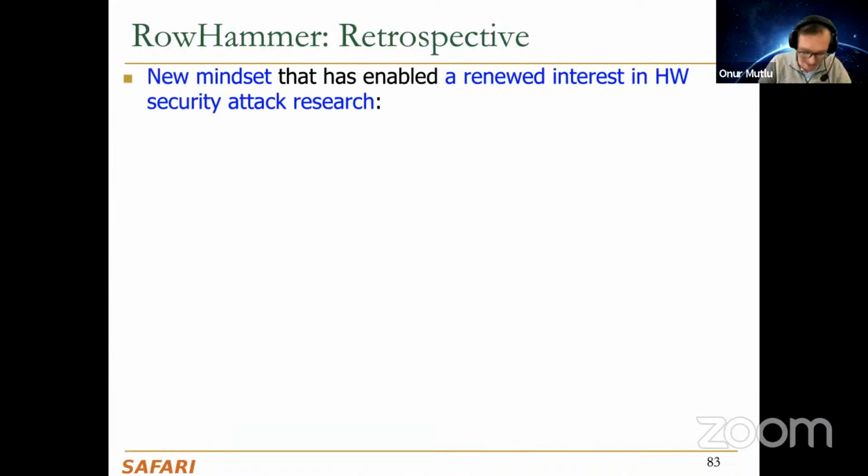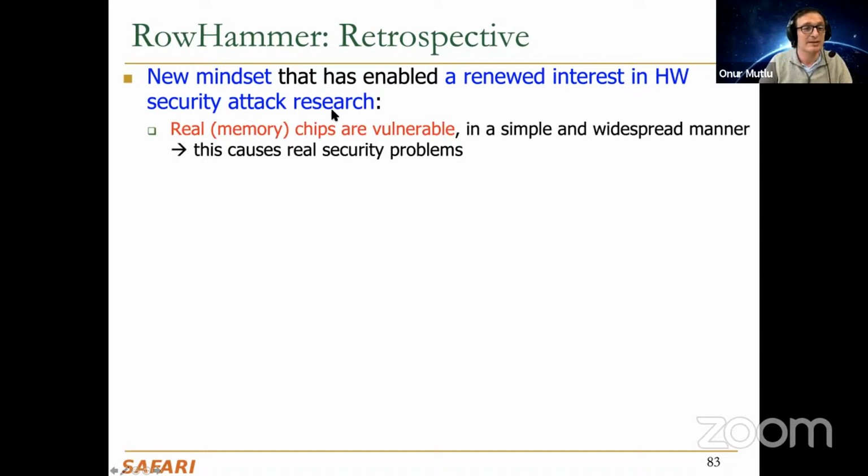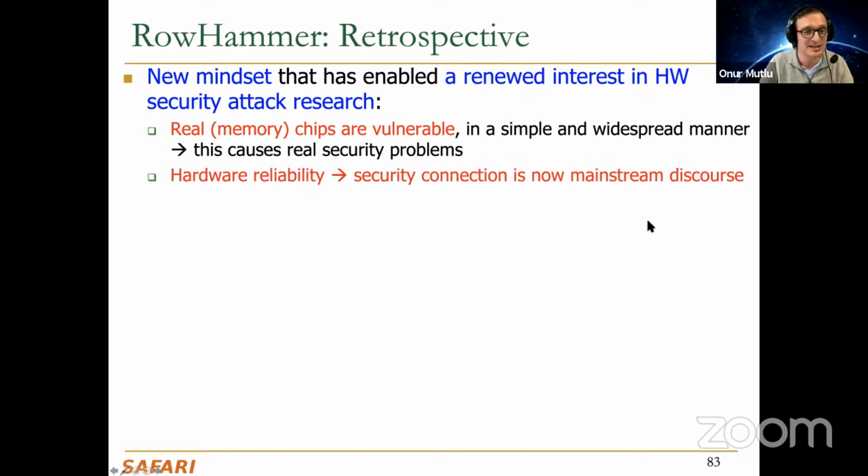Wow, I still have more slides, but let me quickly conclude the rest of it also. But basically, RowHammer has enabled that mindset, in my opinion. A new, renewed interest in hardware security attack research. Real memory chips are vulnerable in a simple and widespread manner. This causes real security problems. Hardware reliability to security connection is now mainstream discourse.